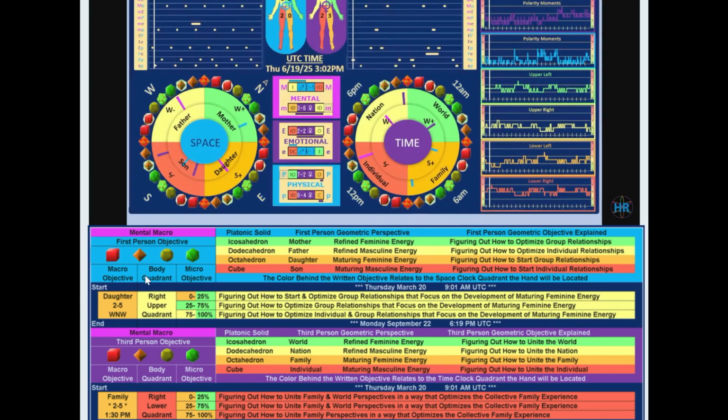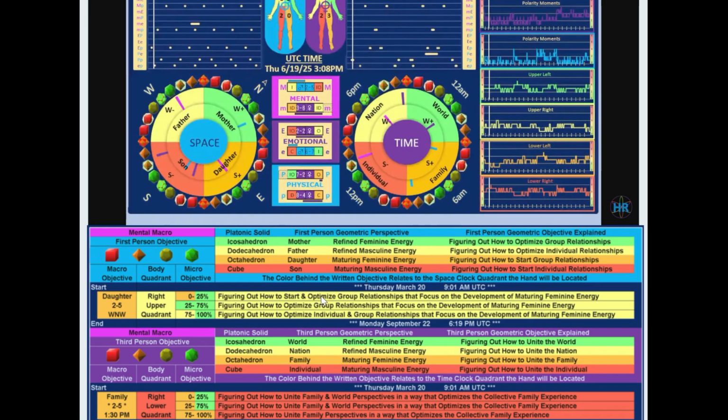So for the entire year, we're focused on developing maturing feminine energy. So that's figuring out how to start group relationships. And then it's going to be focused on the idea of how do we create balance and equality with all of the families throughout all of creation. Right, so we've set the foundation here.